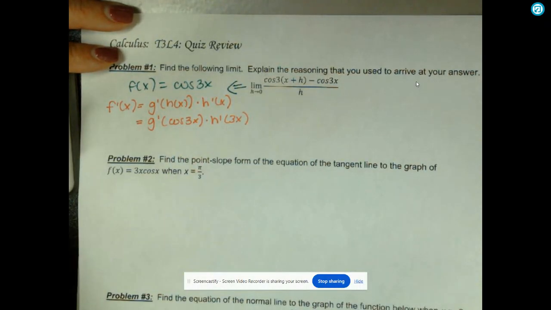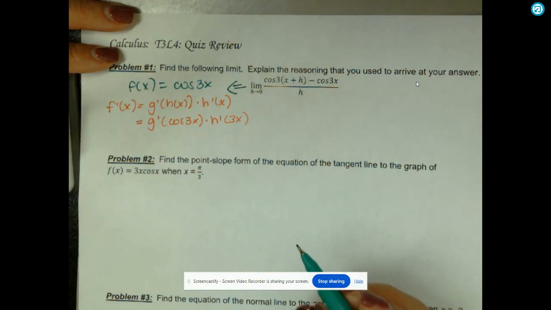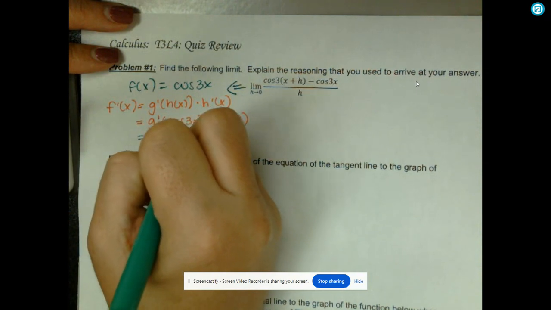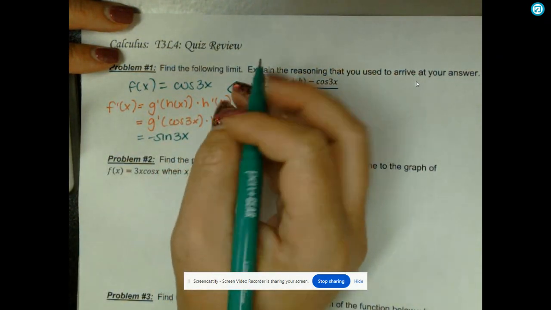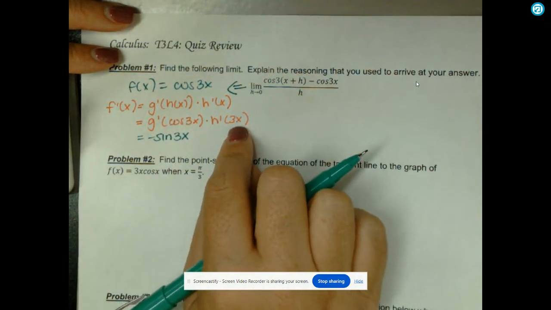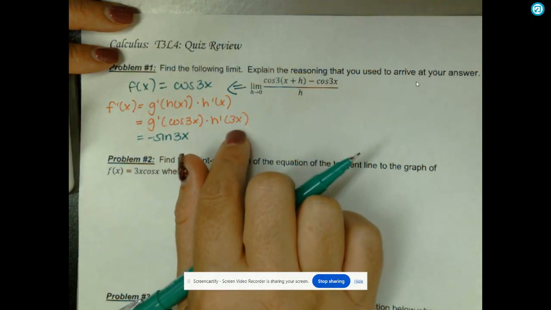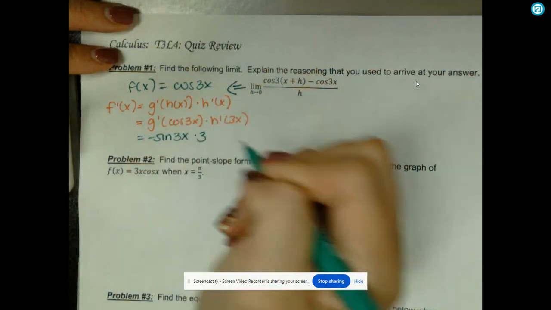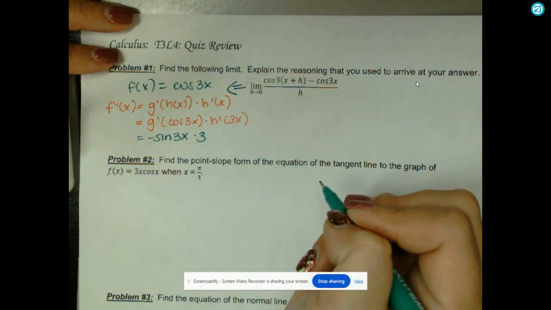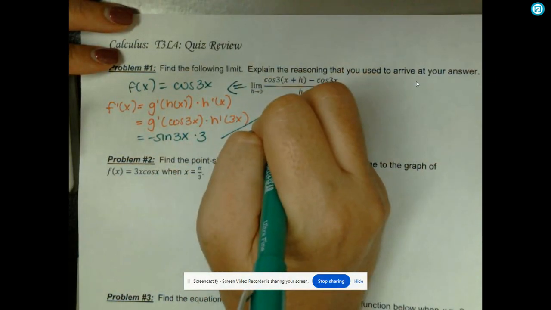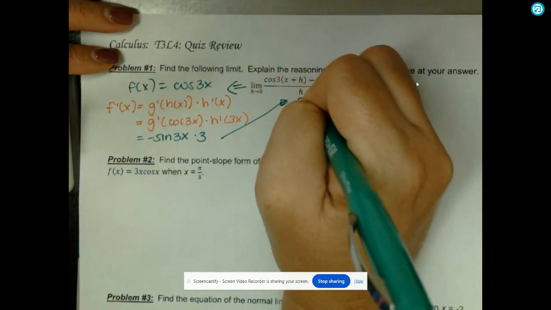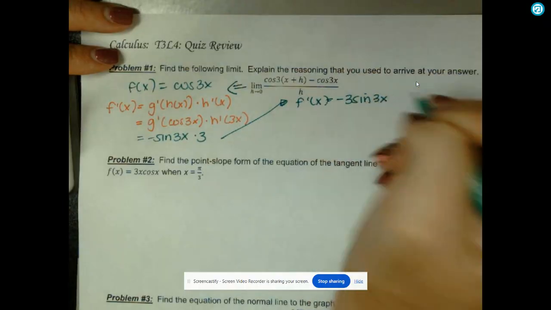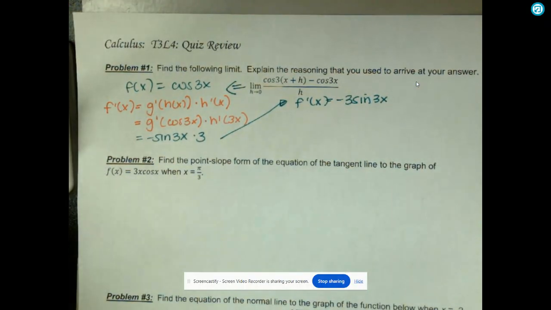So g prime of the cosine of 3x is going to give me the sine of 3x. Sorry, negative sine of 3x. And then h prime of 3x, and it's not really 3x, it's this whole function, okay? But nonetheless, the derivative of 3x is going to be 3. All right, so therefore I can say that f prime of x here is negative 3 sine 3x. Okay, so that is my derivative of that function.